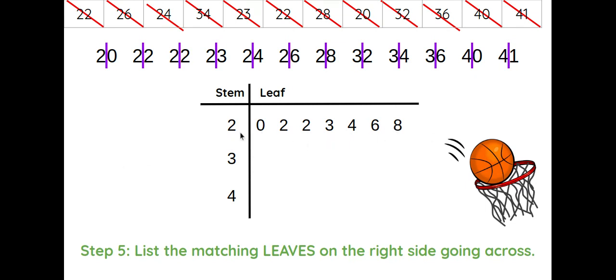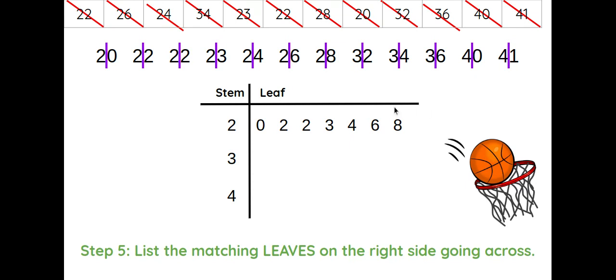This 0 represents 20 because I have a 2 as a stem. This 2 represents 22 because this 2 is the stem and the 2 is the leaf. So this 2 represents 22. And so forth all the way until you get to the 8. This 8 represents my 28 because I have a 2 as the stem and an 8 as the leaf.